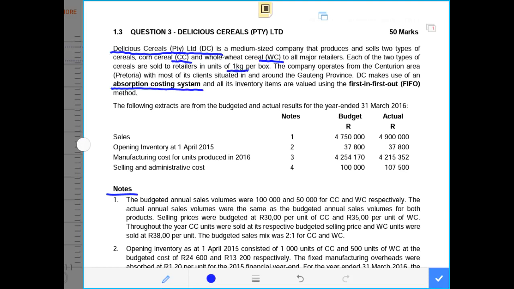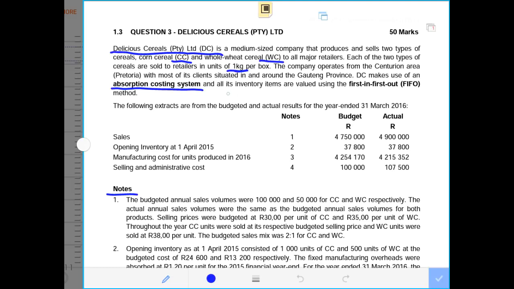And just to remind you that an absorption costing system is a system where the company includes fixed cost in the calculation of their production cost. So now, although the company is making use of the absorption costing, we are required to calculate the marginal costing, meaning the marginal costing is the system that does not take into account the fixed cost. So that is something that we need to be mindful of, that the company is using absorption, but the first requirement requires us to do a marginal income statement, not an absorption income statement.